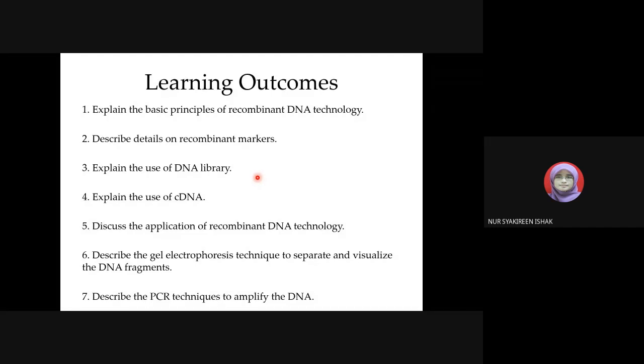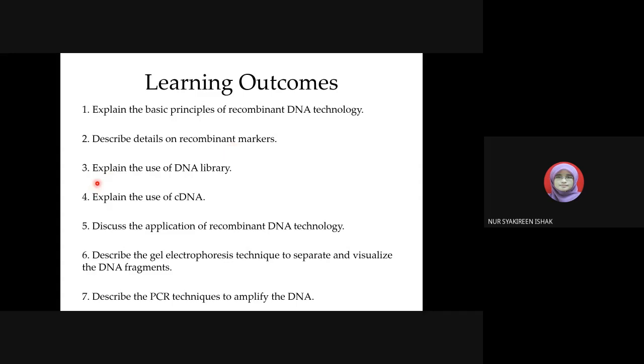For example, we want to grow the bacteria in a medium containing ampicillin. Bacteria that did not take up the plasmid will die, but bacteria that took up the recombinant plasmid will be able to survive. So that is the function of recombinant markers, to identify whether the bacteria has taken up the recombinant plasmid or not.